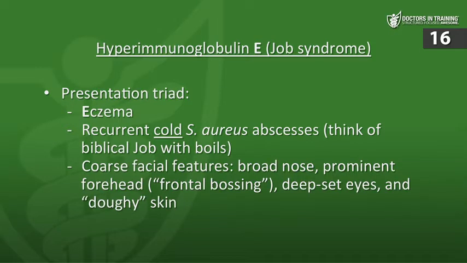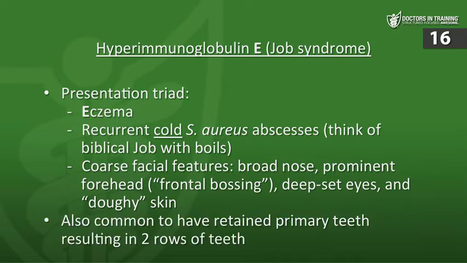These patients also have coarse facial features, such as a broad nose and prominent forehead, which is called frontal bossing. They have deep-set eyes, and they have thick or doughy skin. The other interesting thing with Job syndrome is that they can retain their primary teeth, so they have 2 rows of teeth. That's kind of unusual. So if you see 2 rows of teeth, think about hyper IgE syndrome.